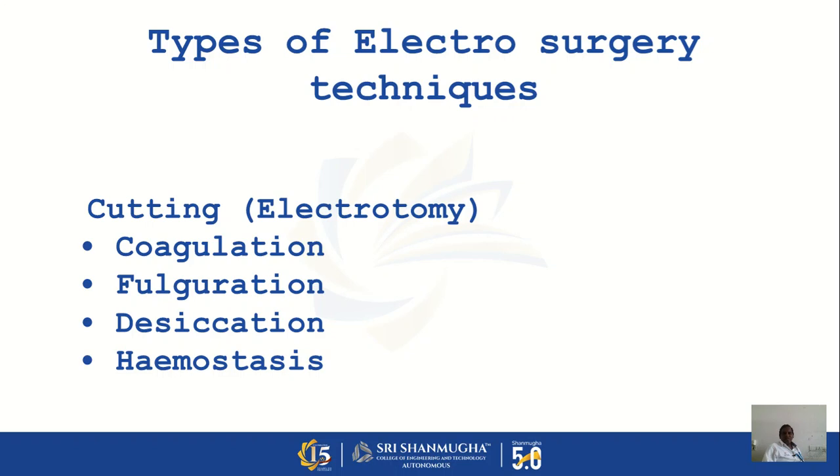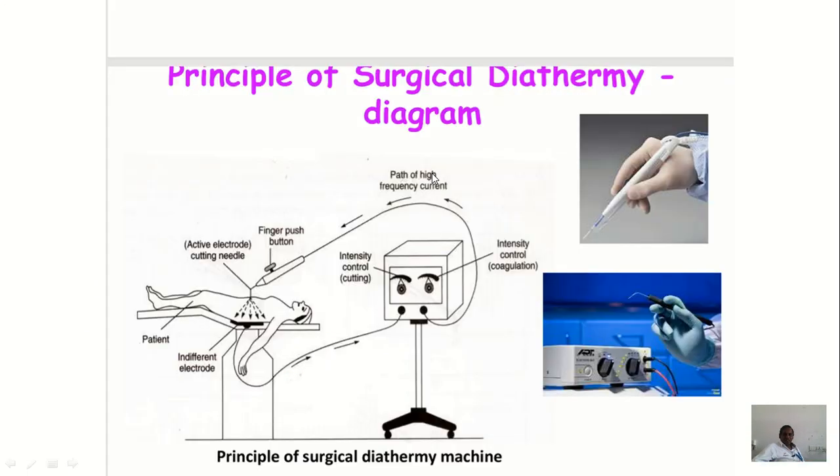Types of electrosurgery technique. What are the different types of electrosurgery technique? You can see in the screen. The first one is cutting. Cutting is one technique. It is also called electrotomy. Cutting, coagulation, fulguration, desiccation, and homeostasis mode of operation. So these are some of the electrosurgery techniques. We can see them one by one after that.